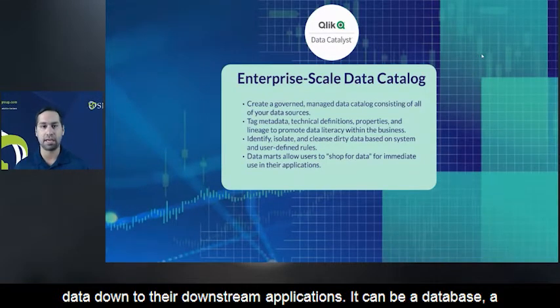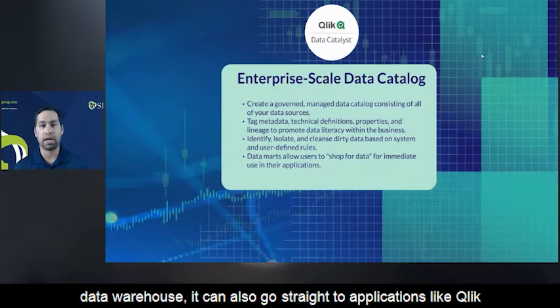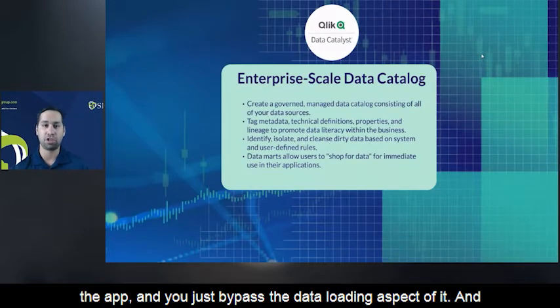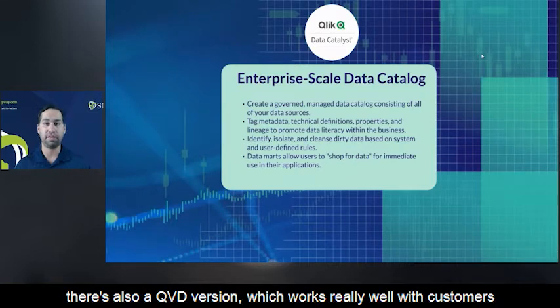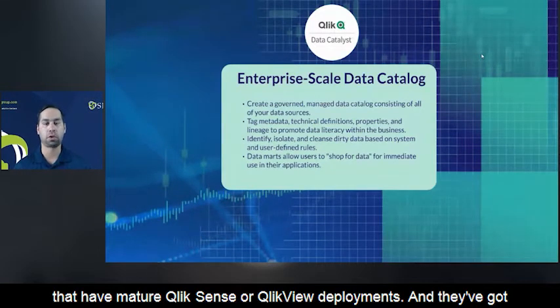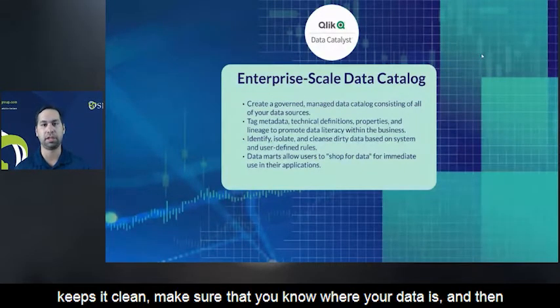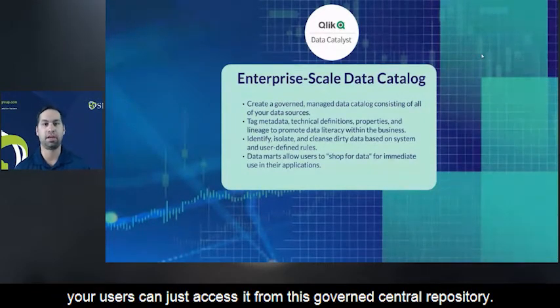It can be a database, a data warehouse. It can also go straight to applications like Qlik, where they have a direct integration. So it goes directly to the app and you just bypass the data loading aspect of it. And there's also a QVD version, which works really well with customers that have mature Qlik or QlikView deployments, and they've got hundreds of QVDs in just a file system. This keeps it organized, keeps it clean, makes sure that you know where your data is, and then your users can just access it from this governed central repository.